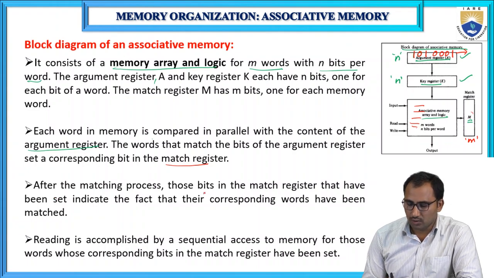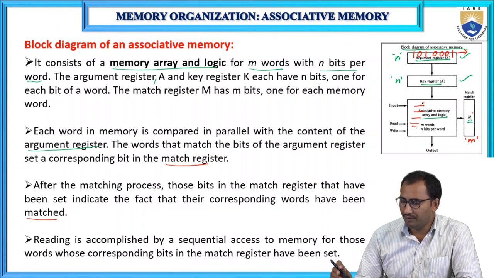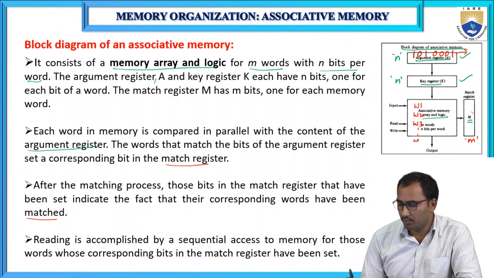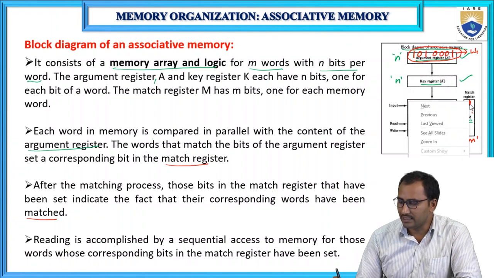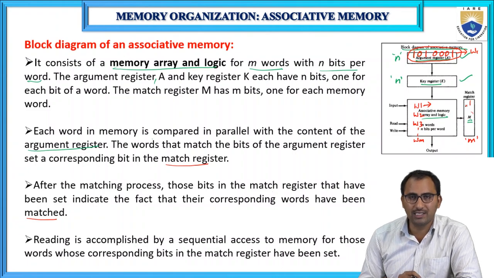After the matching process, those bits in the match register that have been set indicate that the corresponding words have been matched. Suppose the associative memory has word 1, word 2, word 3, and so on up to word M. Suppose the word stored in the argument register matches with word 1 in the associative memory, then the corresponding bit in the match register, bit 1, will be set to 1. Whatever words are matched, the corresponding bits in the match register will be set to 1, and the remaining will be zeros.